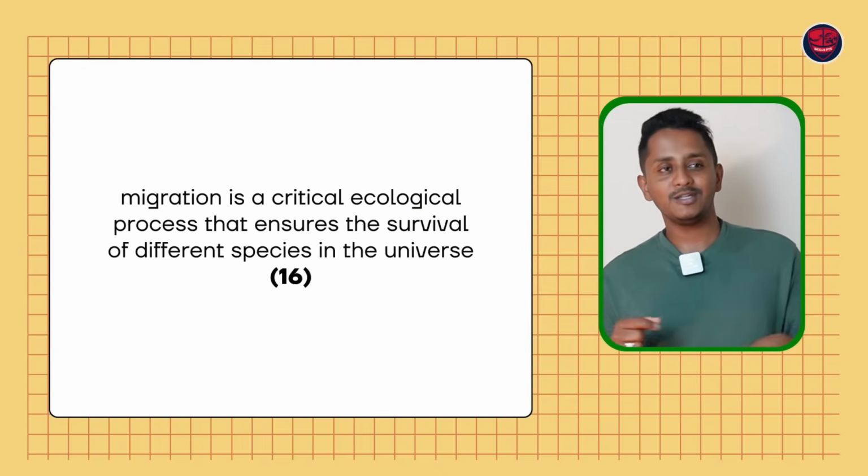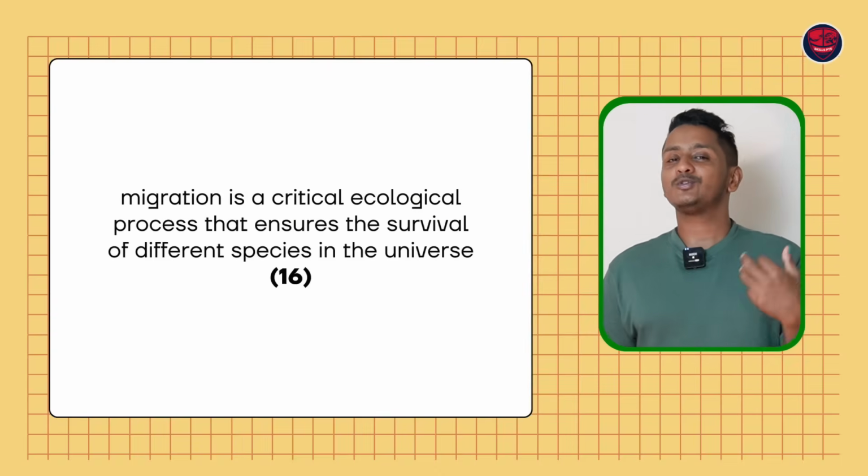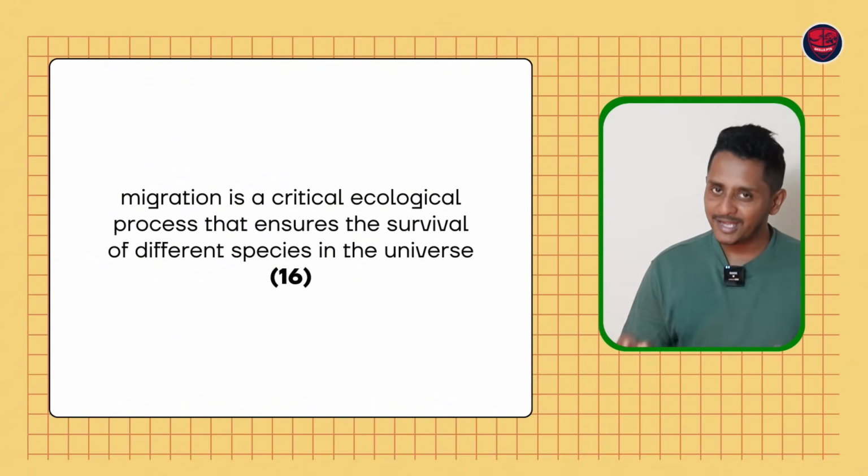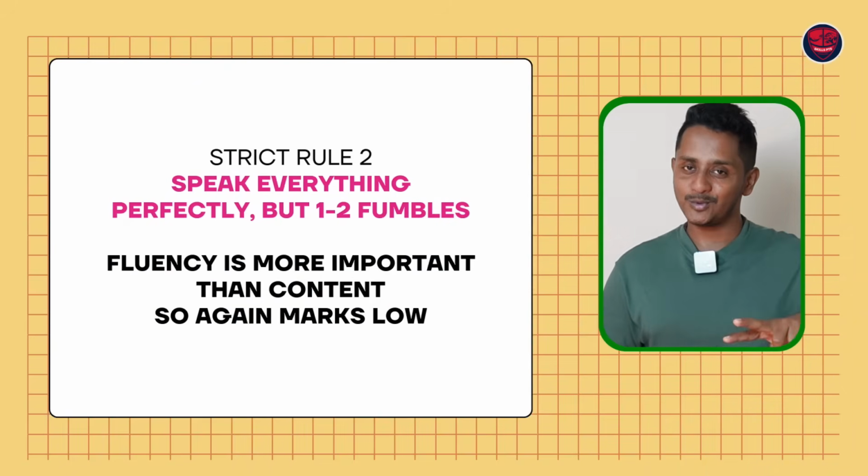In the exam, you do this by giving all the content perfectly, but 1 or 2 or 3 fumbles you do, probably it is 1 out of 3 and not more than that. Remember this strictest rule number 2. But then what is the solution? Very simple. 50-60% of the content, if you speak, actually you're gonna get full scores.